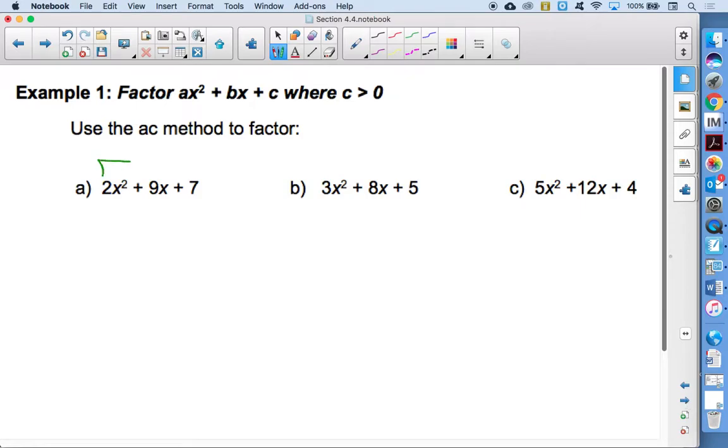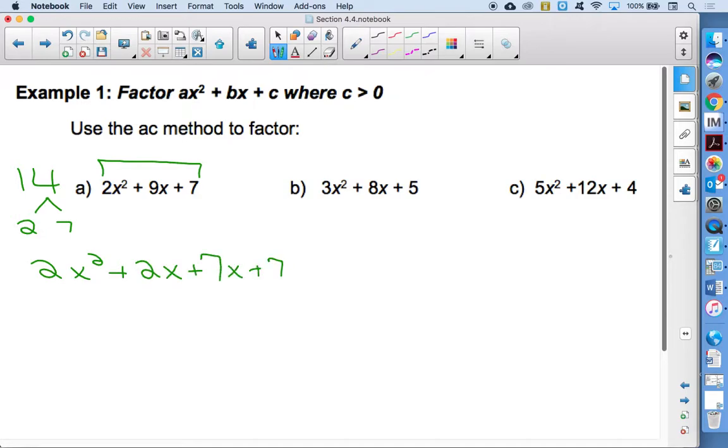So you're going to multiply 2 times 7, which is 14. And we want the numbers that multiply to be 14 but add to be 9. So Chelsea, the 2 numbers that multiply to be 14 but add to be 9 are? 2 and 7. So how would we write it down then, Chelsea? 2x squared plus 2x plus 7x plus 7.